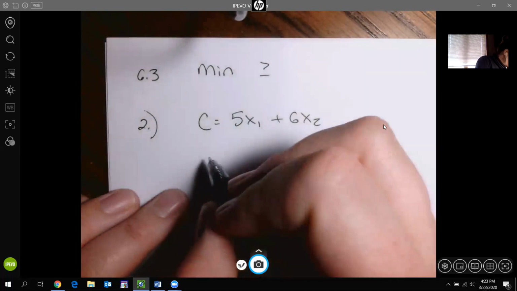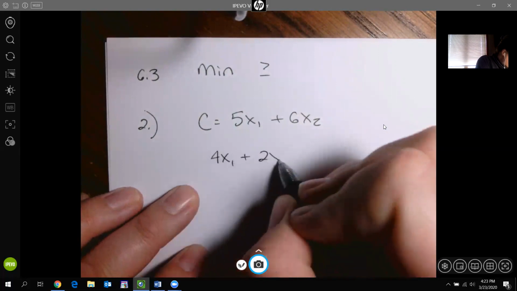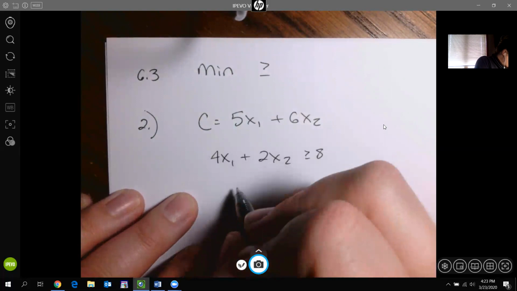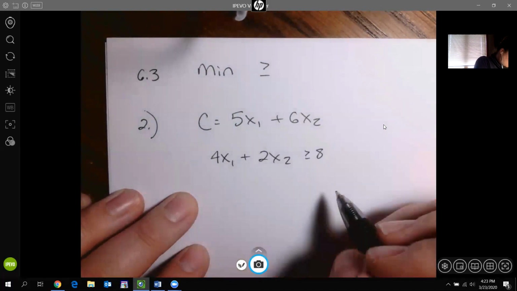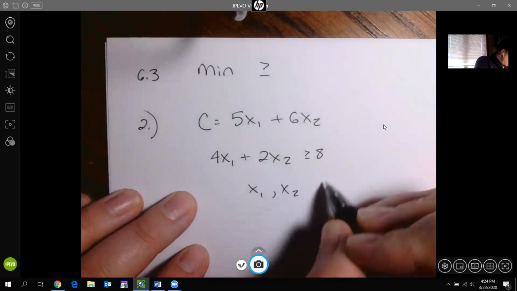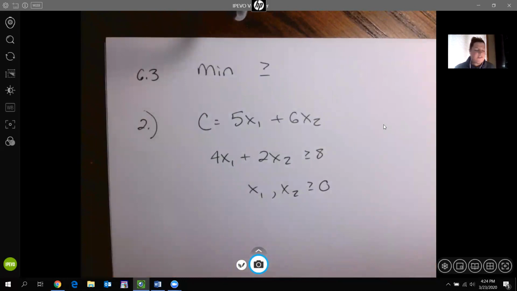Okay, and this is subject to the constraint of 4x1 plus 2x2 is greater than or equal to 8. And that's all we have on this one. Okay, x1 and x2 have to be greater than or equal to 0. So we have our cost and we have one constraint. So this one I think only has one pivot, which is good. So this video won't be too long.